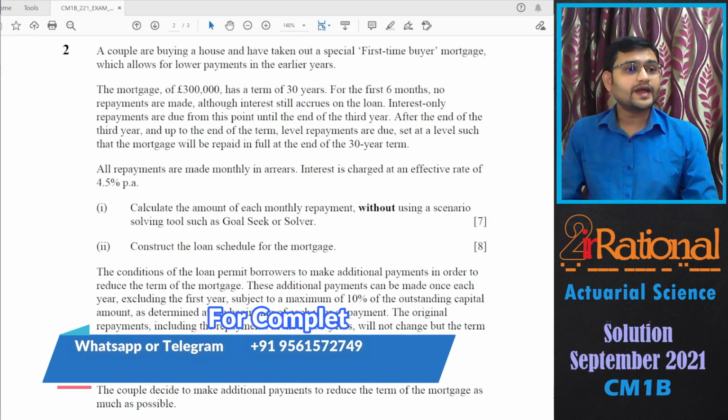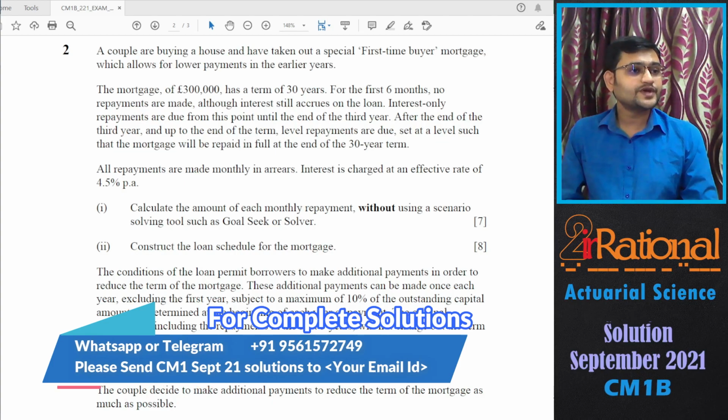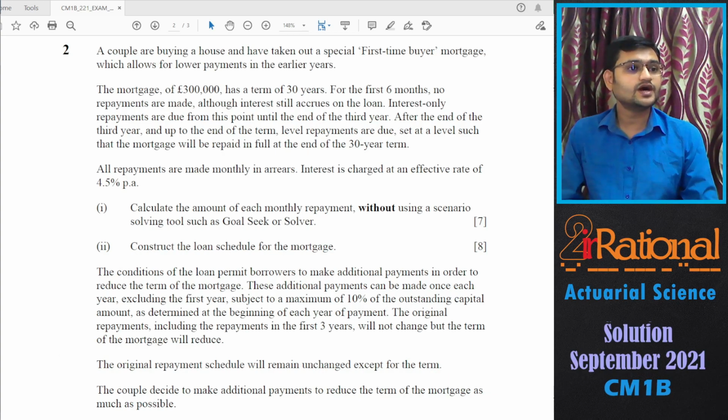A couple are buying a house and have taken out a special first-time buyer's mortgage which allows for lower payments in the earlier years. The mortgage of 300,000 has a term of 30 years. For the first 6 months, no repayments are made, although interest still occurs on the loan. So for the first 6 months, no payment, interest increases. Interest only repayments are due from this point until the end of the third year. So the next 2.5 years we'll be paying only interest, so the loan amount will not increase.